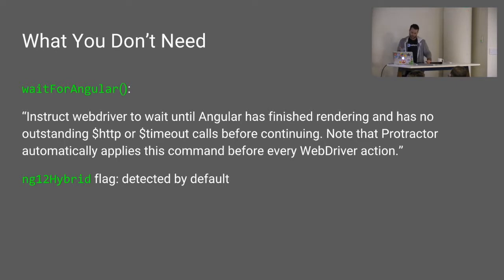Another one is the ng12 hybrid flag. This was something that was in Protractor for a brief amount of time, but it now automatically detects which application you're running. What you need to be successful with Protractor and a hybrid application is that it needs to detect that you're in an AngularJS application. And we have found that everything else is working just fine with our Protractor tests.